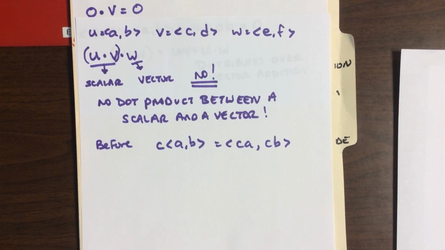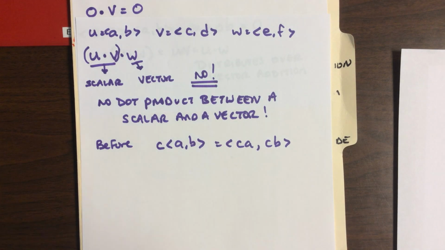Or what could you do? We could do the dot product between the first two, the dot product between the second two, and then multiply the two numbers. But you couldn't find the dot product of two scalars. There's no dot product between two scalars. We could not do the dot product between the middle two and then dot it with the first vector, and dot it with the last vector.